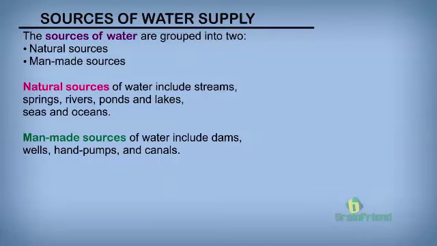Now, since we are talking about water, we'll be looking at the sources of water. The sources of water are grouped into two. We have the natural sources and the man-made sources. Natural sources of water are our streams, rivers, lakes and ponds, seas and oceans, while man-made sources of water include dams, wells, hand pumps and canals. But for the sake of our class today, we'll be talking more on natural sources of water.